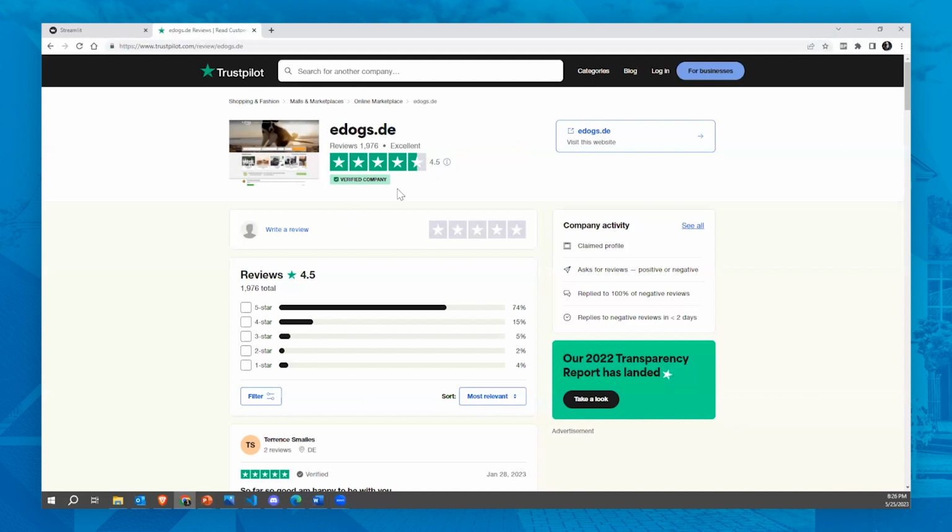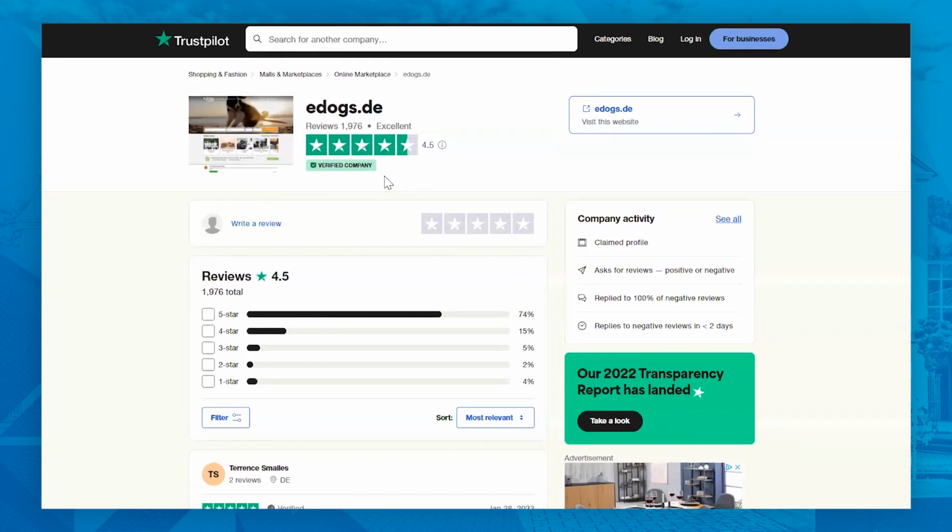And Trustpilot is a website that collects reviews about companies, especially if you're in B2C, business to customer. You often will find reviews about this kind of companies on Trustpilot. And here you can see there are 1,976 reviews of customers about eDocs, which is a potential competitor of HonestDoc. And now, of course, you would like to know more about what these reviews are saying.